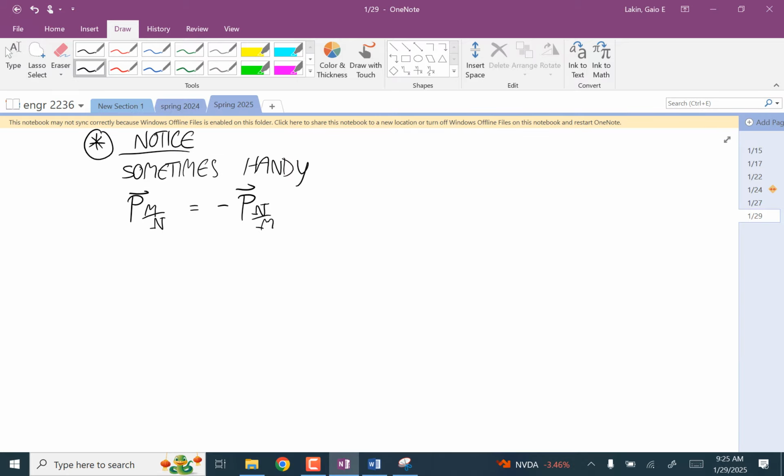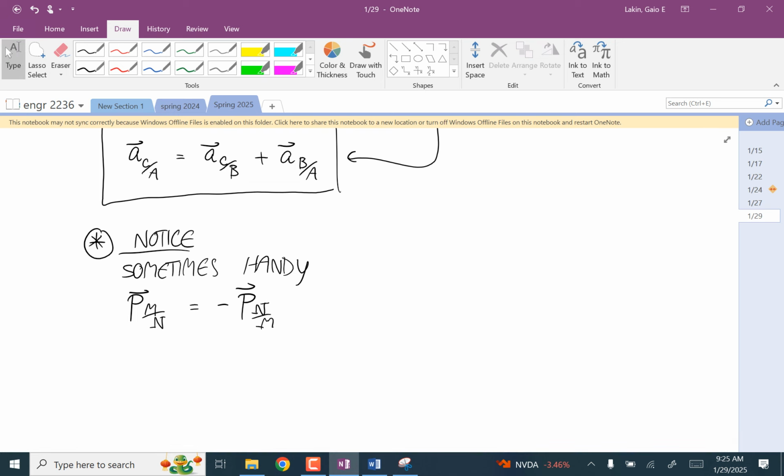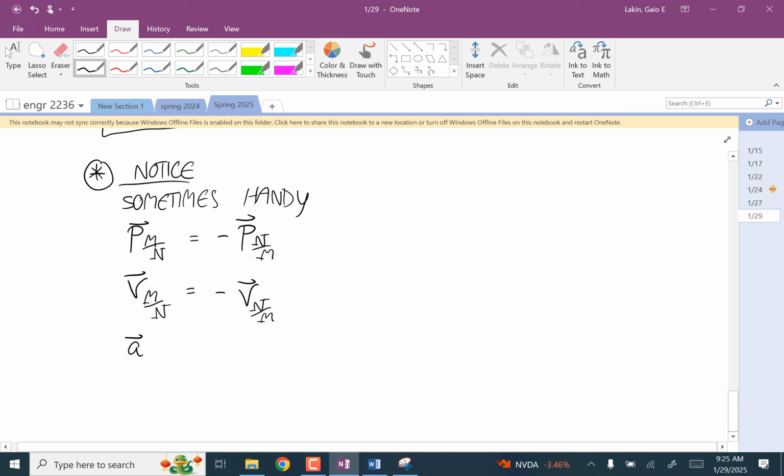And this is true for velocity and acceleration too. This is helpful if you ever put your equation together and then you're like, shoot, I have one of my subscripts switched so they don't all fit together. Just use this negative rule. So the velocity of M relative to N is negative velocity of N relative to M. And same with acceleration. Acceleration of M relative to N is equal to negative acceleration of N relative to M.